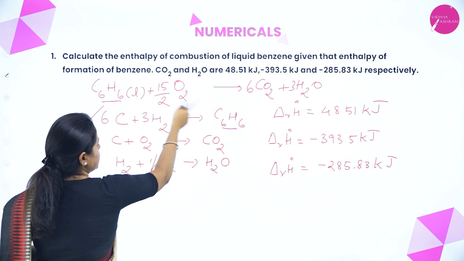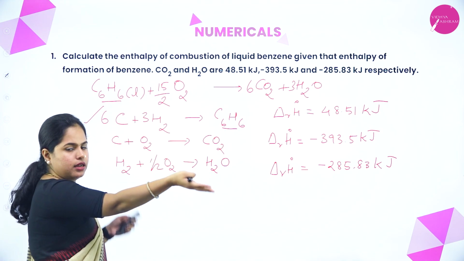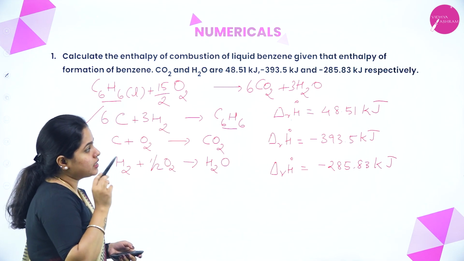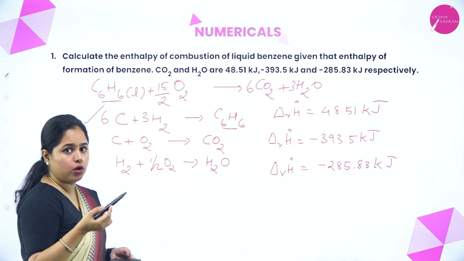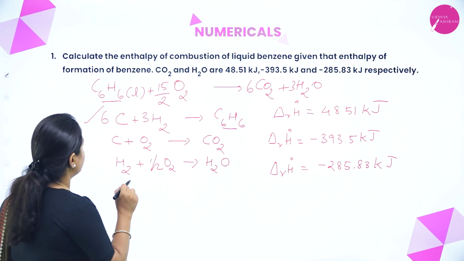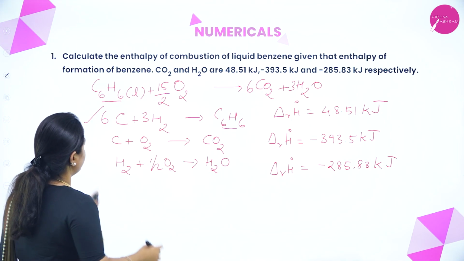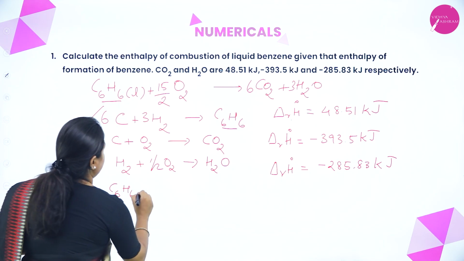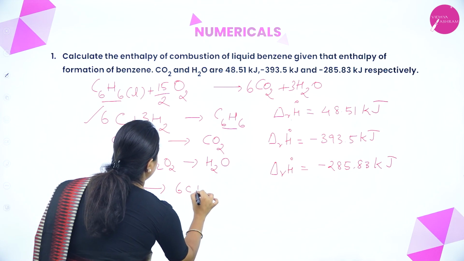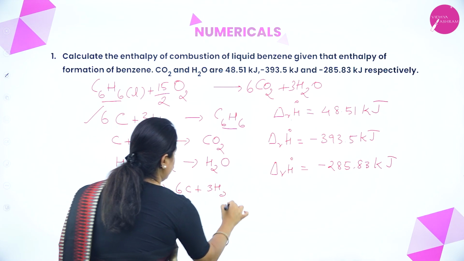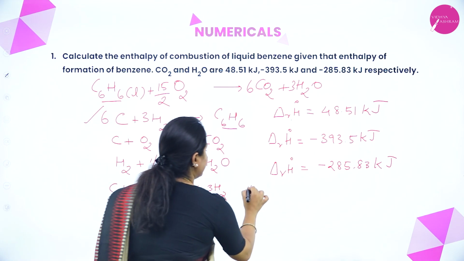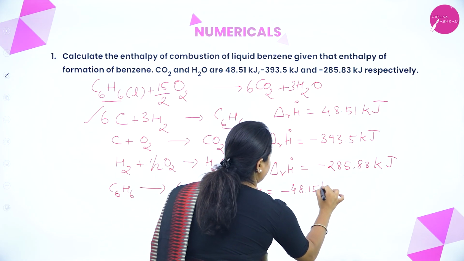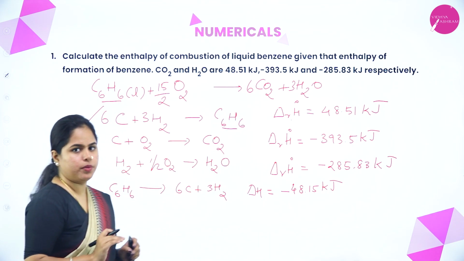So C6H6 comes here and this comes to the other side. I'm going to reverse this. So what happens to the enthalpy of the reaction? It is plus 48.51, and now it becomes minus 48.51. So I'm going to write that particular reaction here. That is C6H6 gives 6 carbon and 3 H2. Just reverse the reaction. So the enthalpy now becomes minus 48.15 kilojoule. Any doubt in this? I hope it is clear.